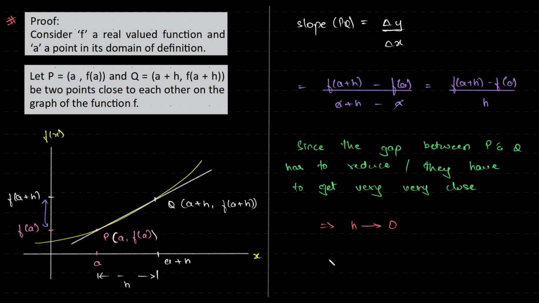The tangent at P, we can find it with the help of limit f of a plus h minus f of a divided by h as h tends towards 0. So that's how we get the formula. Okay guys.